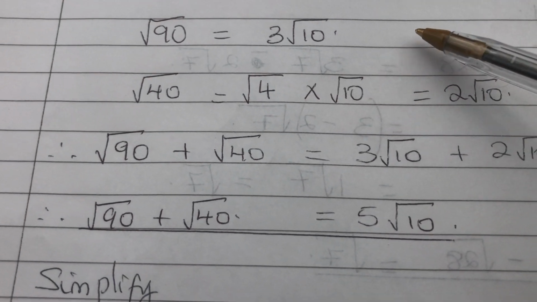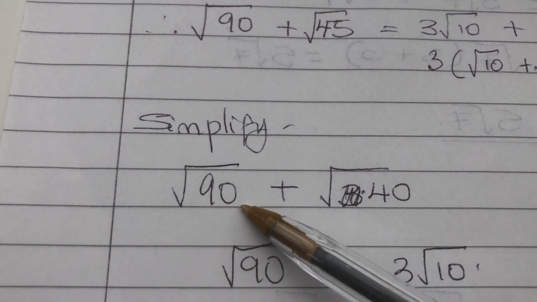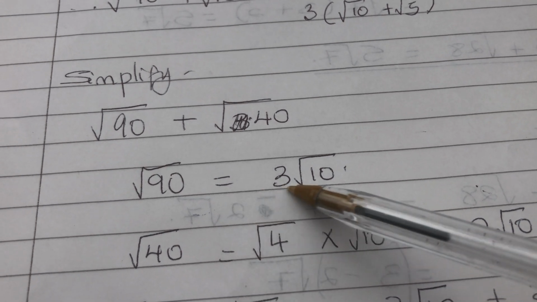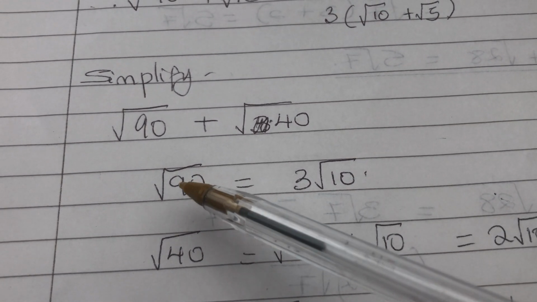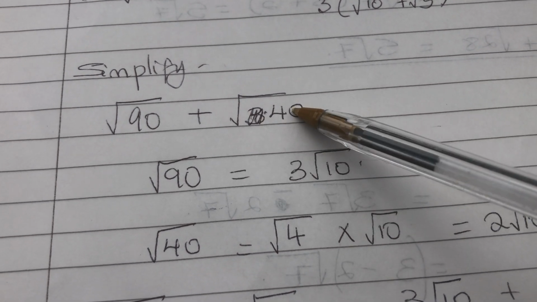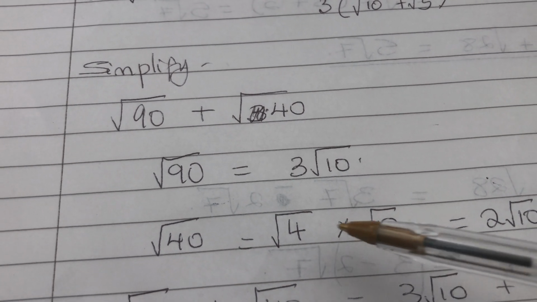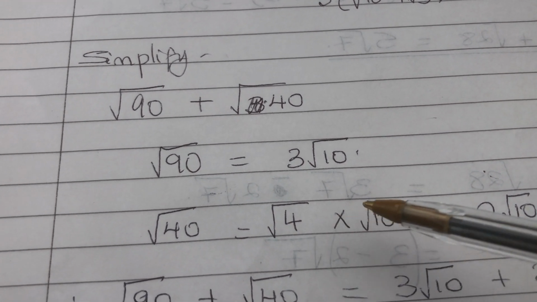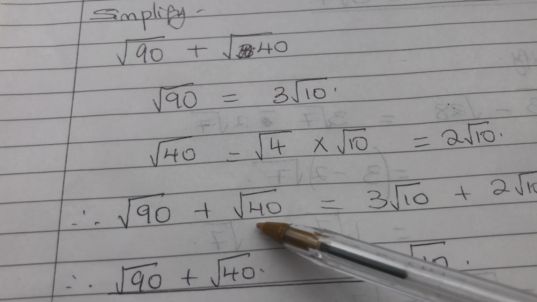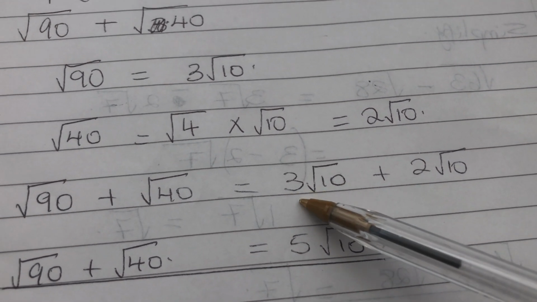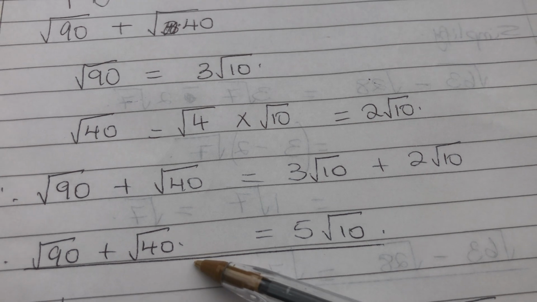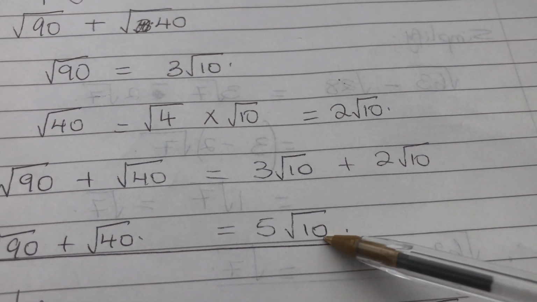Now, let's look at another example. Simplify root 90 plus root 40. Root 90 will be 3 root 10, which we saw earlier, because we have 9 times 10 and root of 9 will be 3. Now root 40 will become 4 times 10, and root of 4 will be 2, so 2 root 10. Now, because we have root 10, root 90 plus root 40 will be 3 root 10 plus 2 root 10, which becomes 5 root 10.